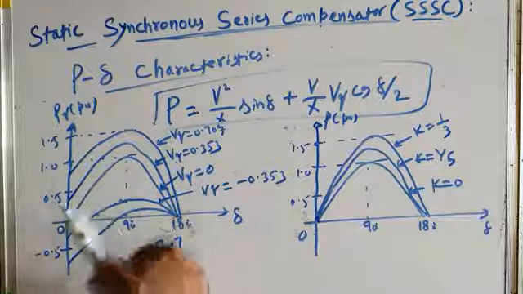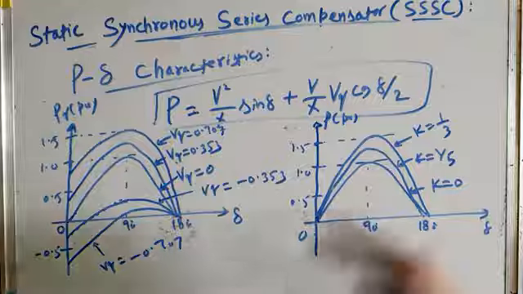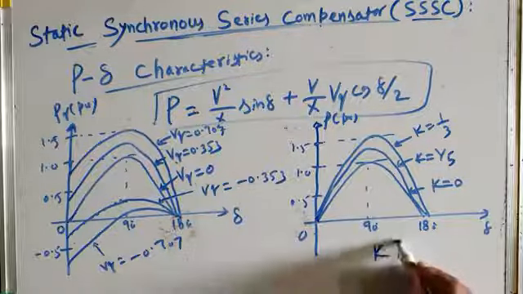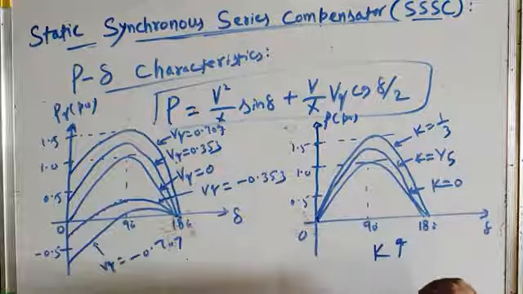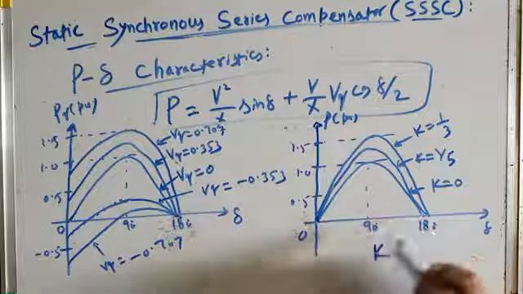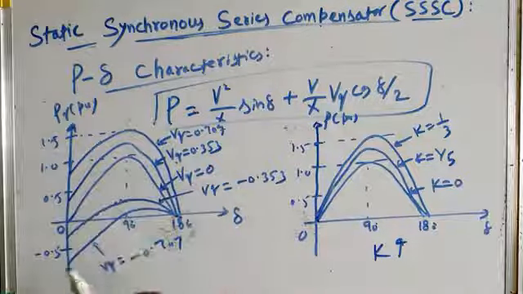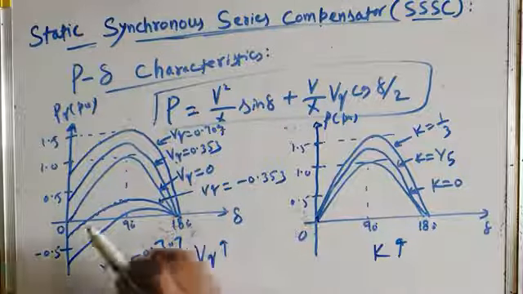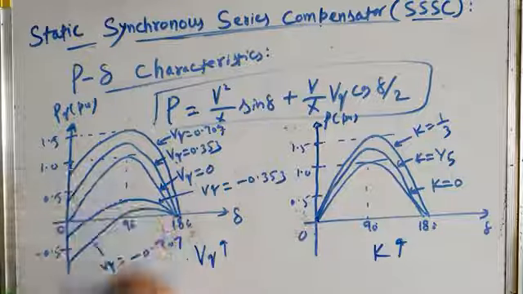So the main difference is that whereas in series capacitive compensation, with an increase in the degree of series compensation, K, the transmittable power increases by a fixed percentage as compared to that of the uncompensated line, and it is dependent on alpha, on delta. Whereas in SSSC series compensation, as VQ, the injected voltage, is increased, the power transmitted increases as a percentage of uncompensated power and is independent of delta.